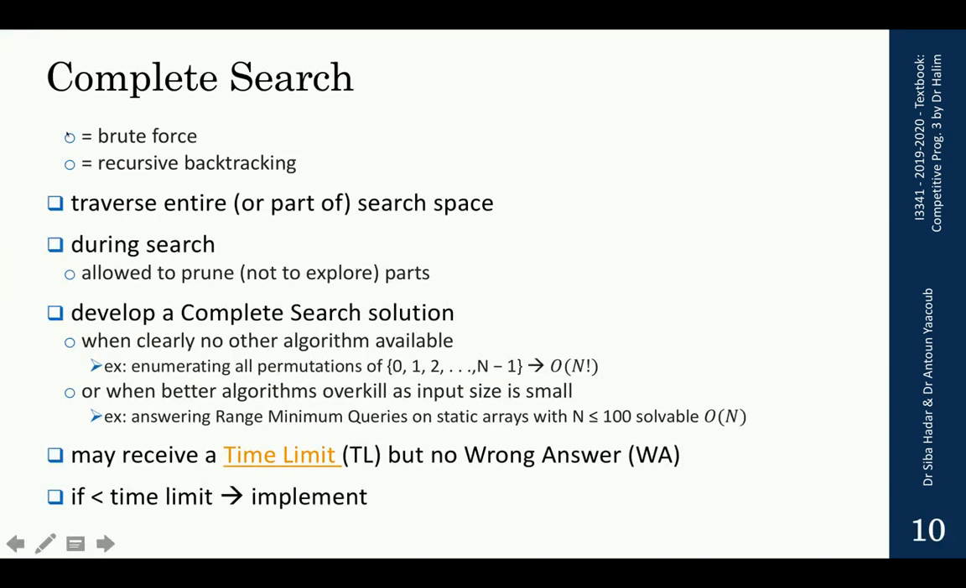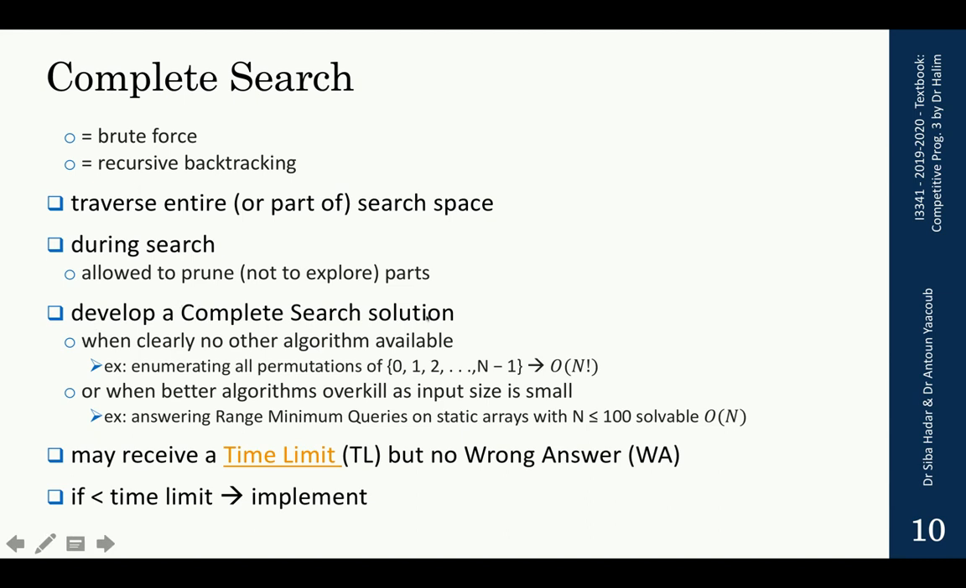So the complete search, also known as brute force, includes recursive backtracking, a very well known technique we will see today. As the name indicates, it consists of traversing the entire search space or part of it. During the search, you are of course allowed to prune, which means not exploring some parts of the space, judging that they will not lead to an acceptable solution.